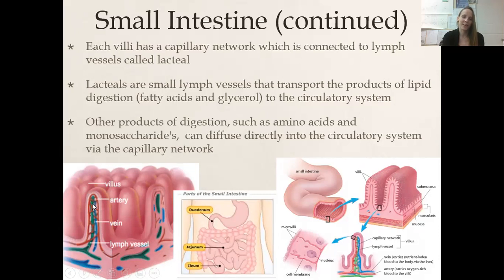So again, most of the nutrients that you're absorbing are going to go directly into your capillaries, directly into your blood vessels. The exception to that is when your fats break down, the products of that have to go into the lacteals first and then into the capillary.